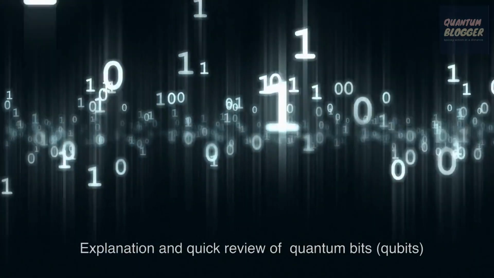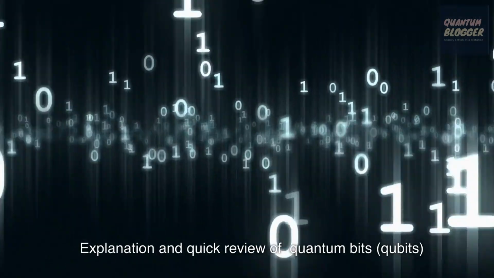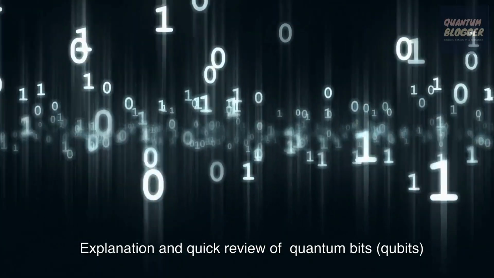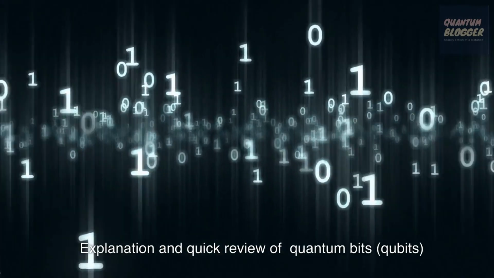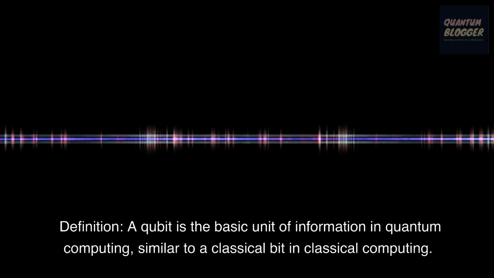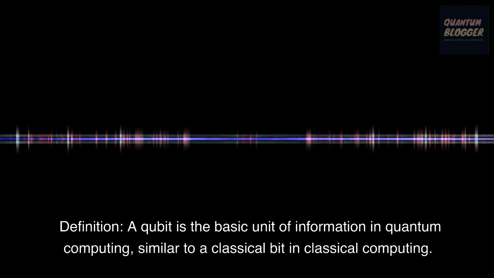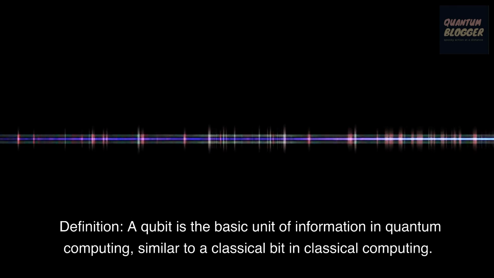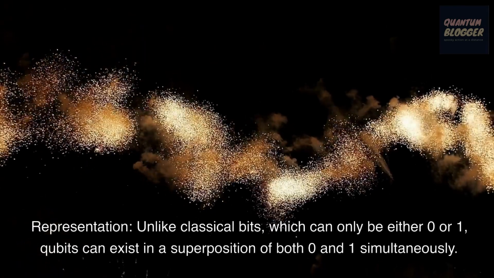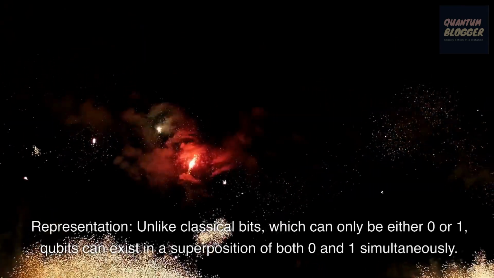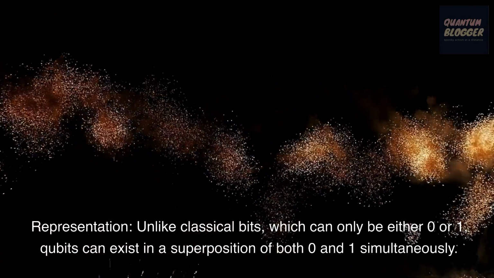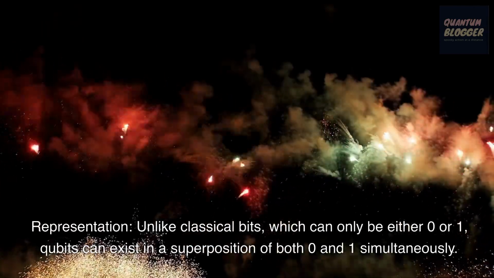Explanation and quick review of quantum bits, qubits. Definition. A qubit is the basic unit of information in quantum computing, similar to a classical bit in classical computing. Representation. Unlike classical bits, which can only be either 0 or 1, qubits can exist in a superposition of both 0 and 1 simultaneously.